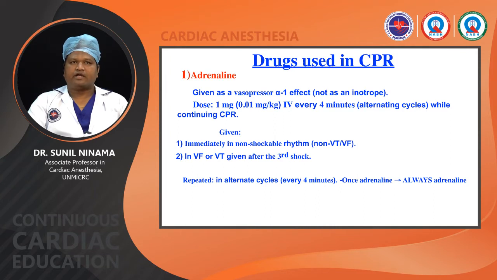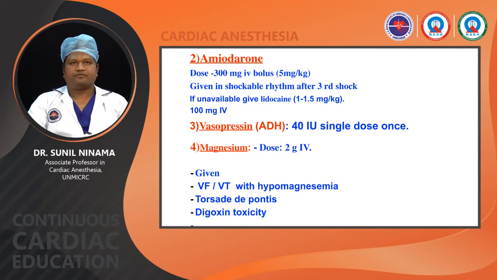The first thing you have to give is adrenaline, while in case of a shockable rhythm like ventricular fibrillation or ventricular tachycardia, you give it after the shock. Amiodarone again, 300 milligram or 5 mg per kg dose, is given in the shockable rhythm after the third shock. And also lignocaine 1 to 1.5 mg per kg. Vasopressin is also a drug, but the recent guideline says vasopressin has been removed from the guidelines.